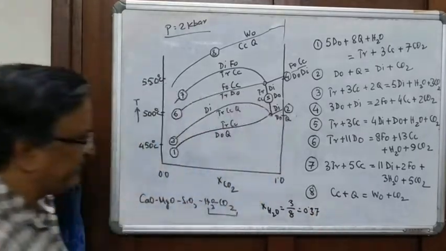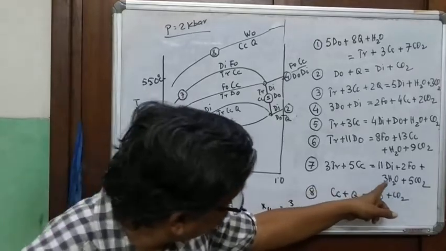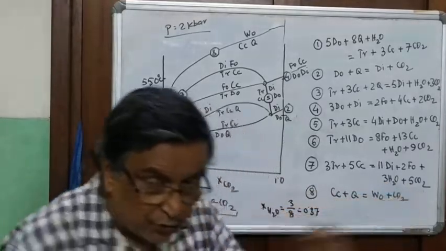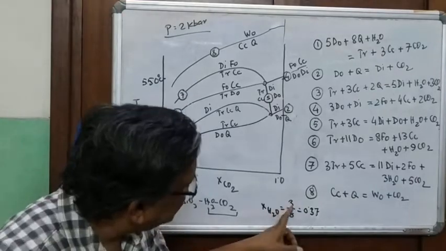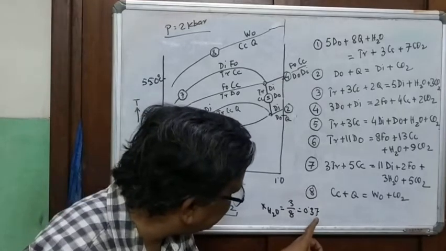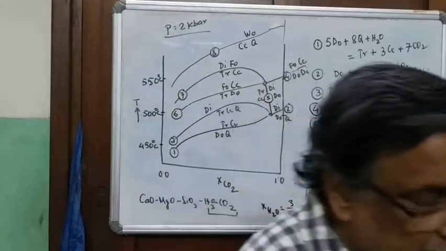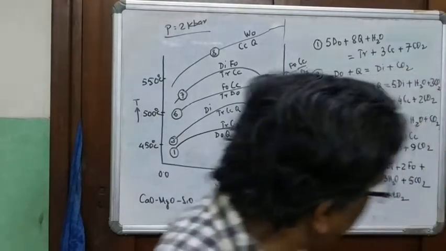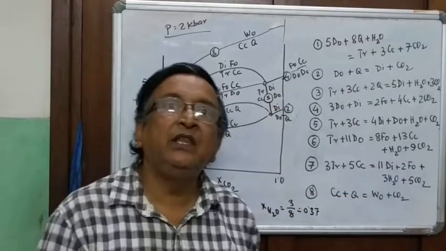0.37, something like that. So the reaction that is producing 3H2O plus 5CO2, that means in the fluid that they are producing, XH2O is equal to 3 divided by 3 plus 5, which is 8. So the XH2O produced is 0.37. You know how crucial this becomes. So it is very important that you redo all the equations.